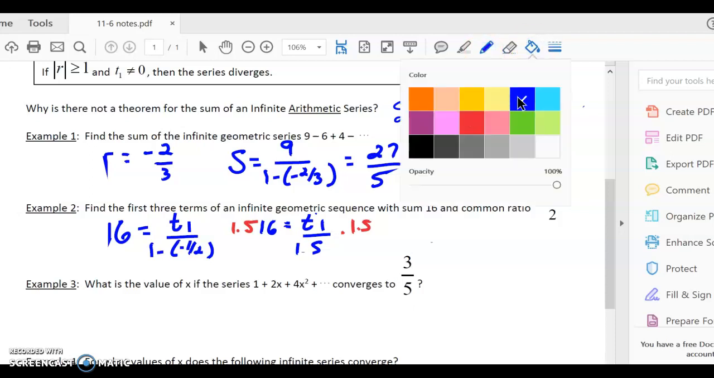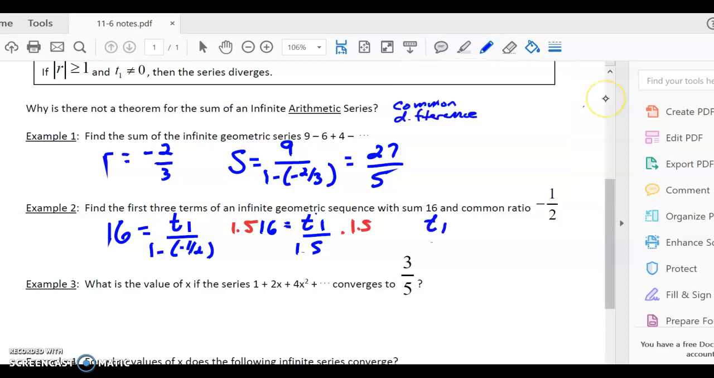Then I would multiply through by 1.5, and from there, I would get t1 equals 24. And it would be simple to find t2 because you just have to multiply by negative 1/2. So it's negative 12. And you could find t3 by multiplying negative 12 by negative 1/2, which would be 6.